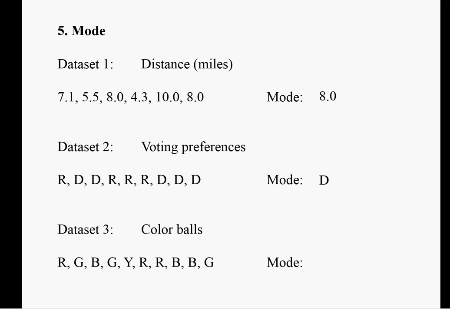In the third data set, you have colored balls: red balls, green balls, blue balls, and yellow balls. Now, which color occurred at the highest frequency? As you can count, red ball occurred 3 times, green ball occurred 3 times, blue ball occurred 3 times, a yellow ball occurred only once. Therefore, the mode for this data set is 3 colors: red ball, green ball, and blue ball. So you have 3 modes for this data set.